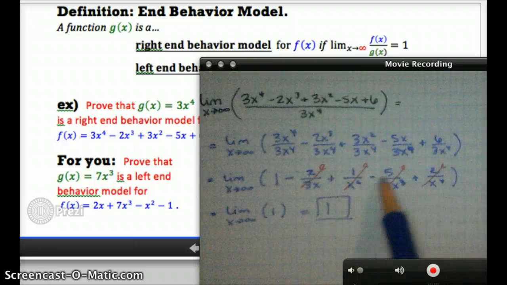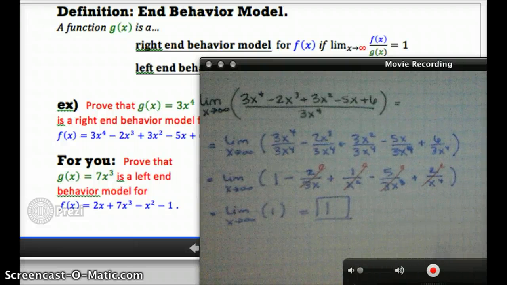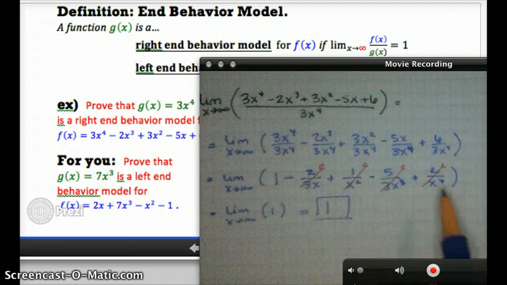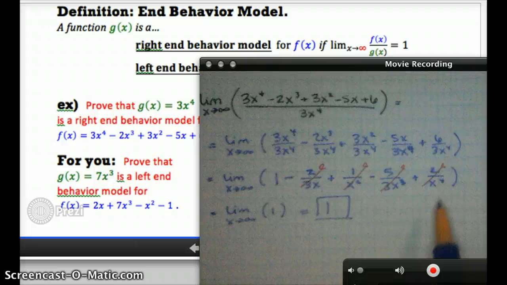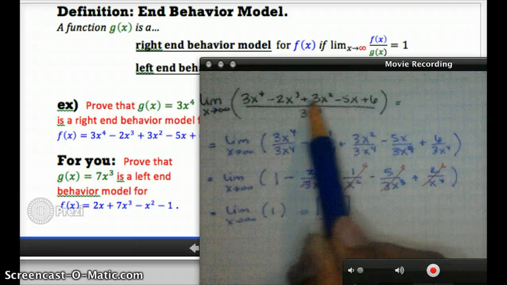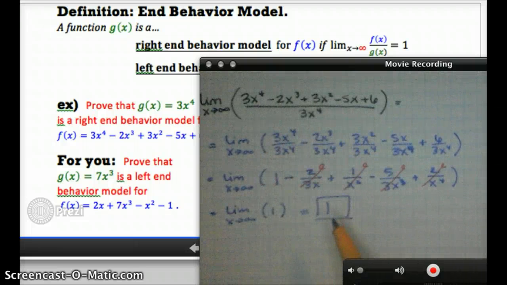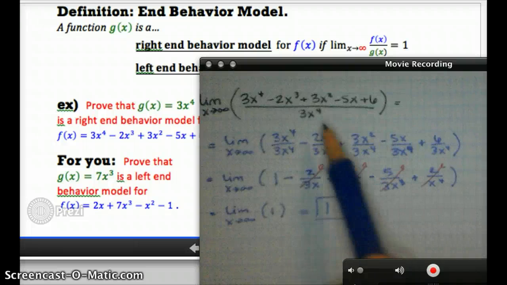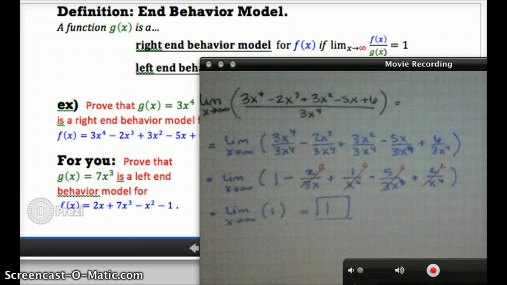Because I can show that each of these individual terms, and in fact if you wanted to you could split it into multiple limits, I'm a little too lazy to do that here, but you could see it really clearly as each of these disappear. So since I made the fraction with the two functions and the limit of their quotient equals 1, I've just proven that this function g of x is a right end behavior model.